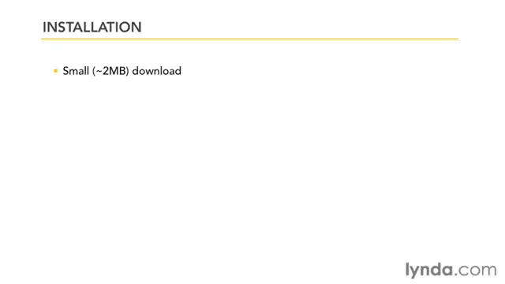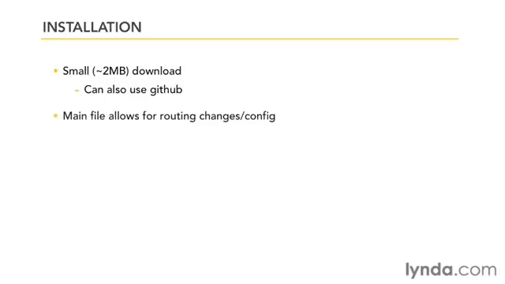It's less than a 2 megabyte file for the full framework. You can also use GitHub to download this if you prefer. The install includes a user guide that you can reference and you'll have installed locally. The main index.php file allows for custom routing changes and configuration. In the installation, you'll also have a default welcome controller and view set up for you.